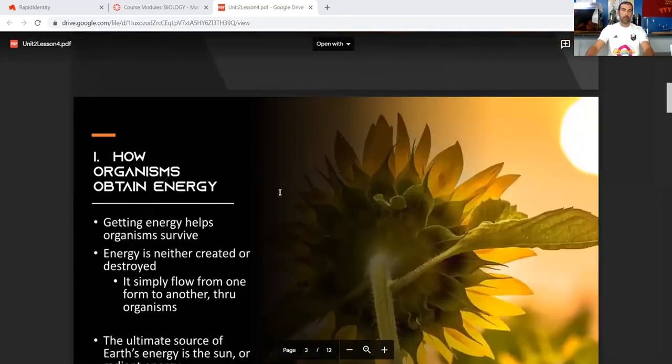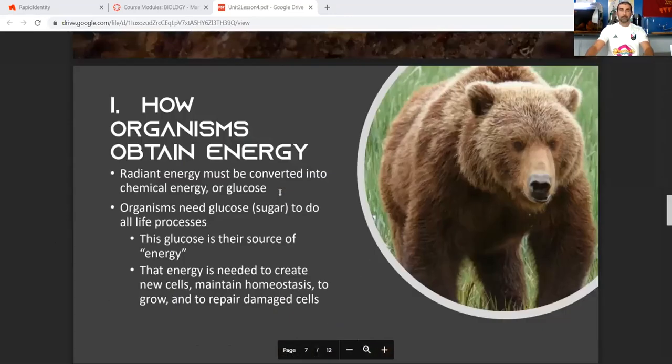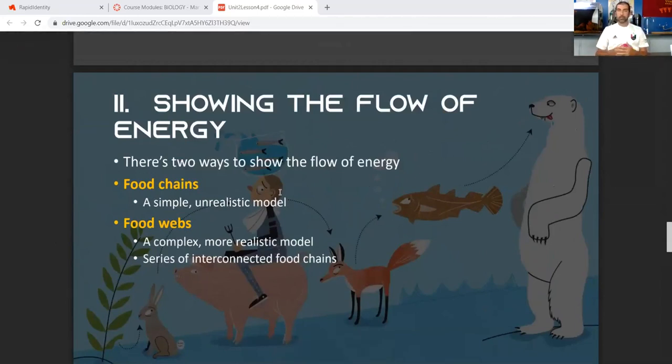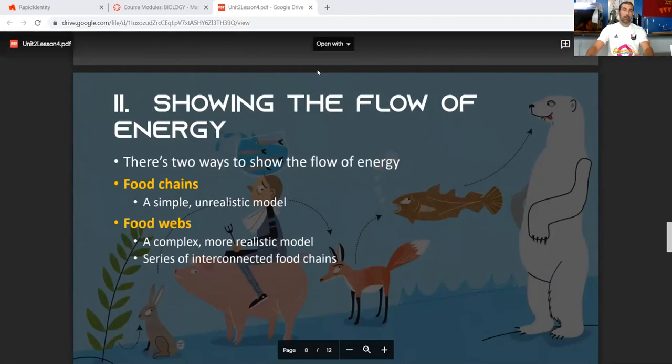We'll scroll on down to where that was. All right, now, how do we show the flow of energy in an ecosystem or in a food web? Well, there are two ways you can do it. You can show that flow with a food chain, or you can show it with a food web. They're two totally different types of devices. Now, a food chain is very simple. A food web is very complex.